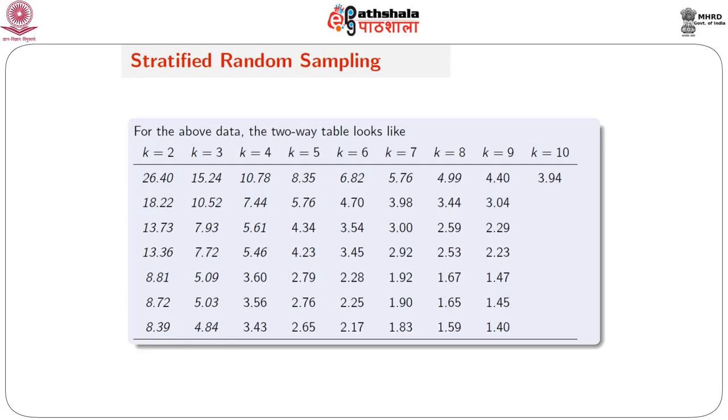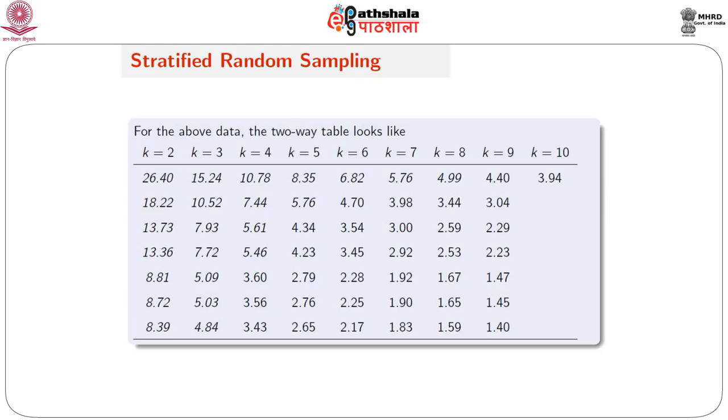So these values 26.40, 15.24, 10.78, etc., all arise out of the products pH square divided by k into k plus 1, k ranging from 2 onwards. You can see the whole table: the first row corresponds to the first value of pH, the next one corresponds to the next value of pH, and so on. These are the 7 rows, and for every row we have the expansion pH square divided by k into k plus 1. We need a sample of 30.